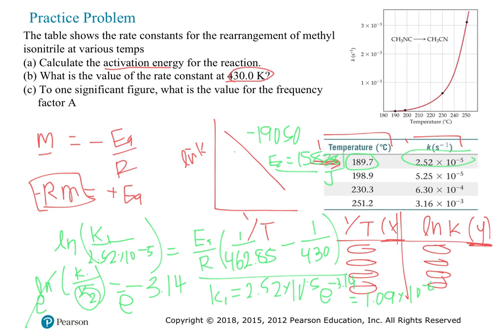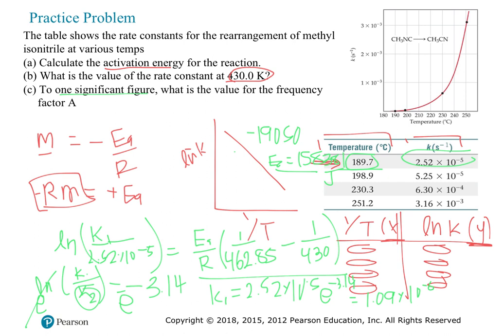So now we want to just do a little check. Does that make sense? Well, 430 Kelvin is less than our 462 Kelvin, and so we should have a smaller rate constant, and we do, so it works out. So sorry, there's a lot of steps in here. Then it wants to know, to one significant figure, what is the value for our frequency factor A.